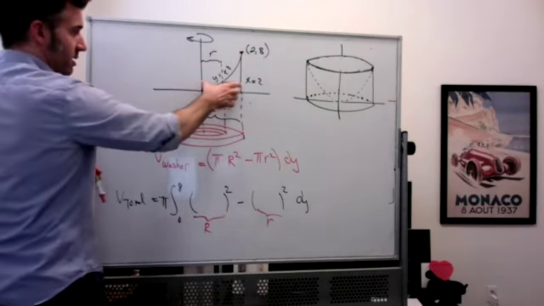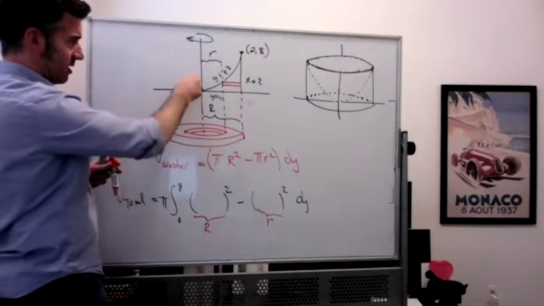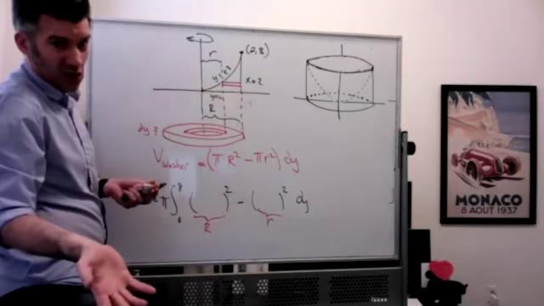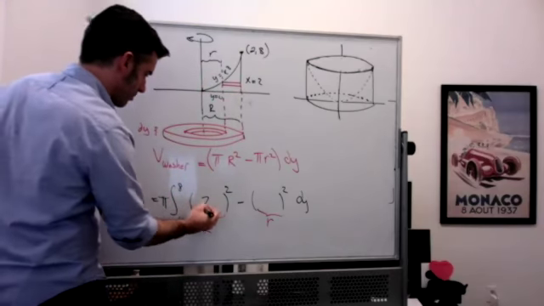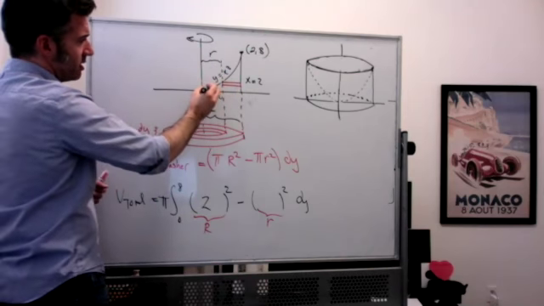So the big radius is the distance from the thing that's further away from the axis to the axis. In this case, the big radius is just 2. The small radius is this distance here. So the small radius is going to change, right?